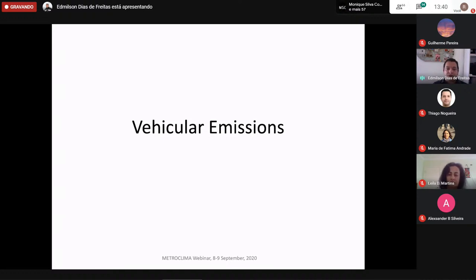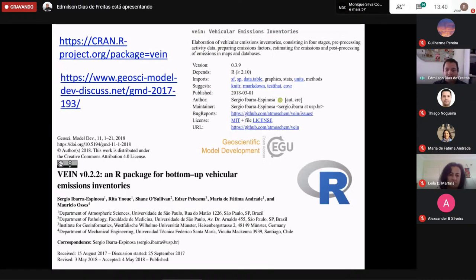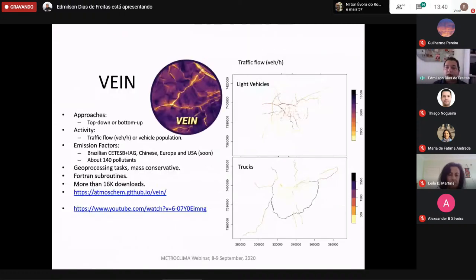Sergio Barra, a postdoc who worked with us, has done a lot of work developing his model, which most of you already know, the Vein model. And he has been working on a lot of improvements in the model. The model has the intention to produce the vehicular emissions using the bottom-up approach, but you can also use the top-down approach.